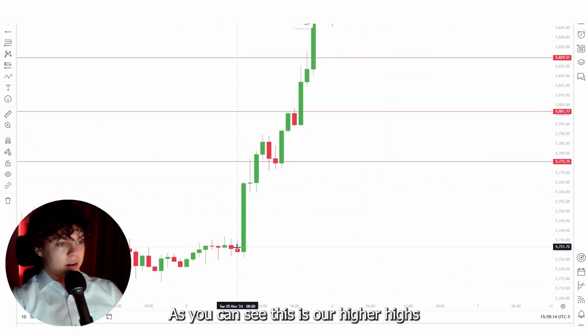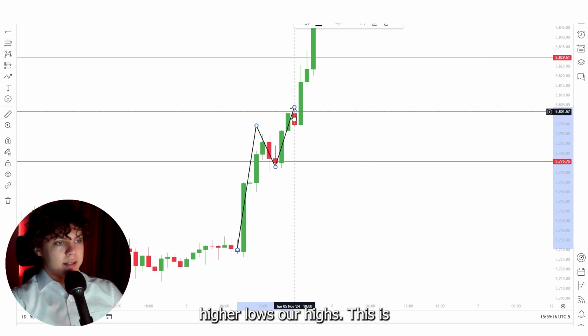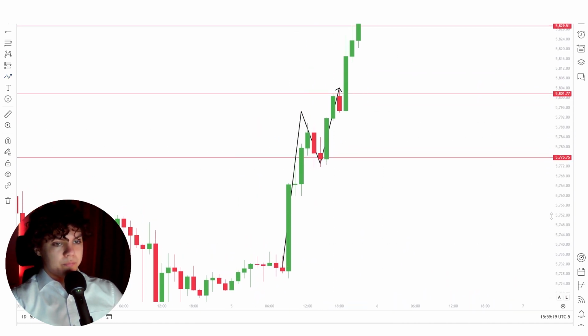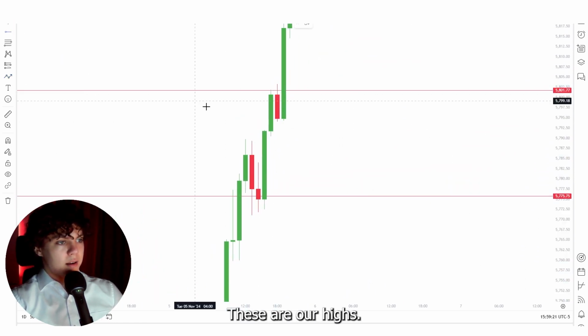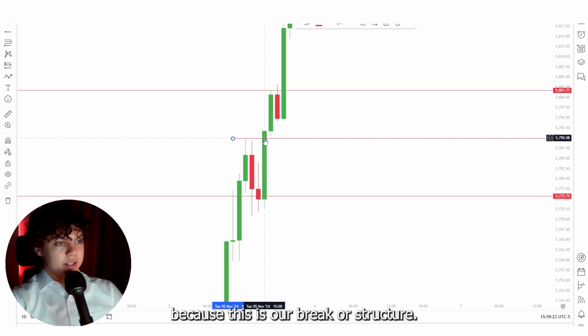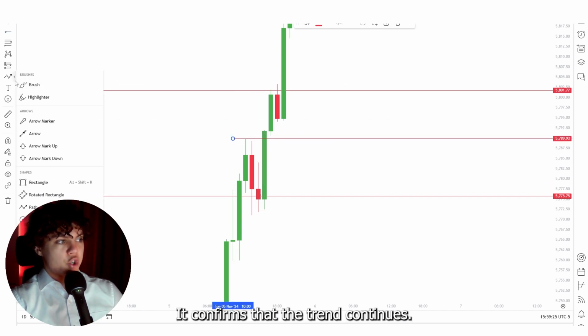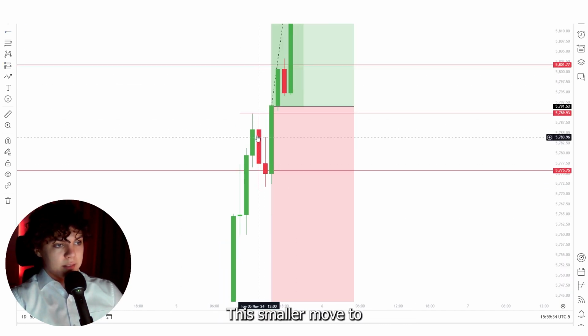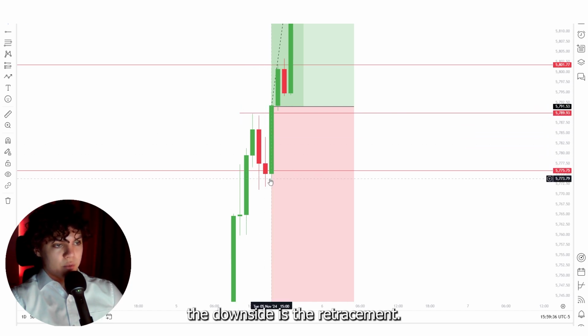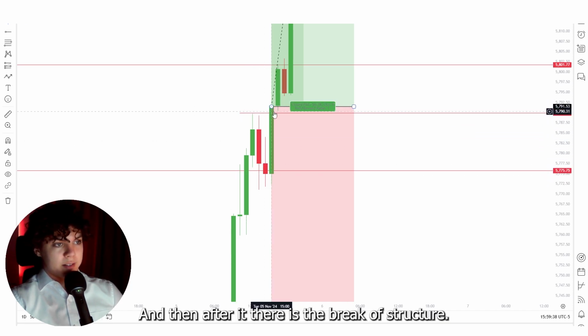As you can see, this is our higher highs, higher lows, higher highs. This right here is our higher high. You're gonna buy it right here because this is our break of structure. It confirms that the trend continues. Look at this. This smaller move to the downside is the retracement, and then after it there is the break of structure.